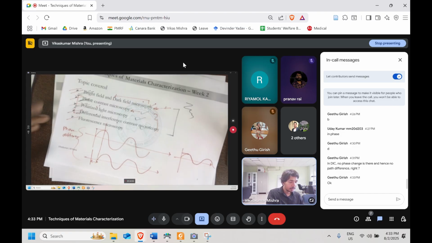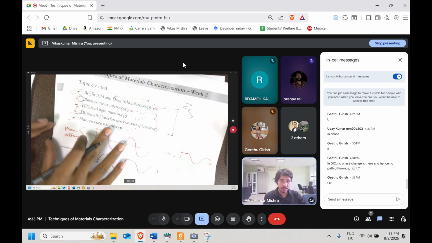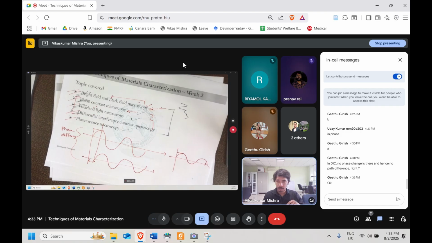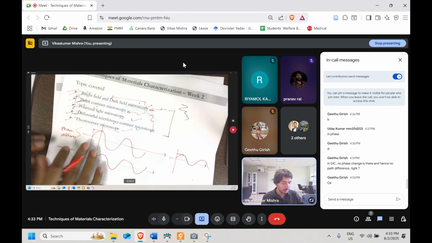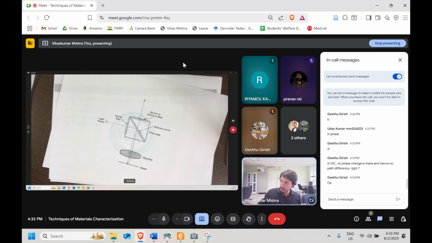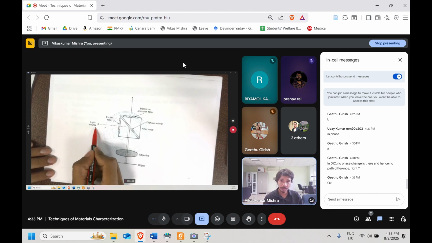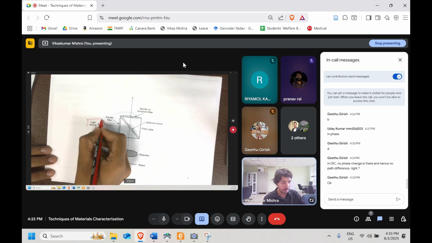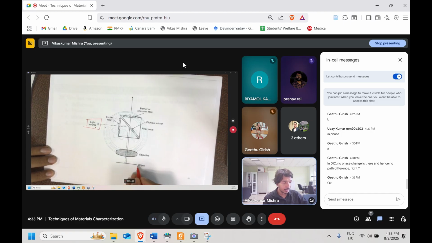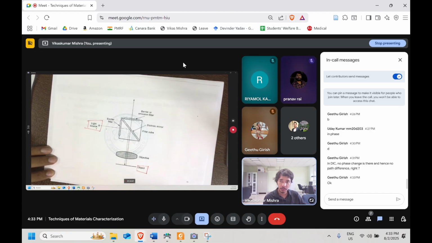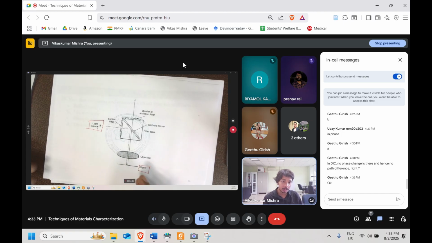Now we are going to the fluorescent microscopy. Let's read about it and try to brush up whatever we have studied in the class. There is a light source over here. There is an object, the specimen, over here. We want to see this. This specimen is a fluorescent specimen.